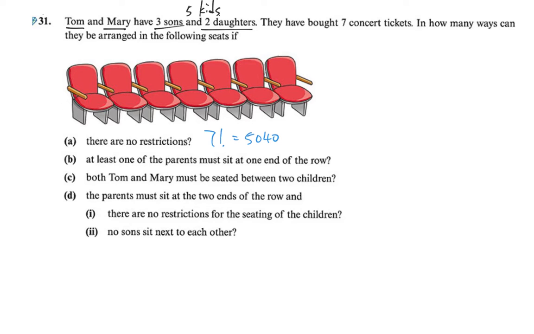At least one. This is the key word. At least one. Whenever we see the words at least one, we usually transform the question into all possible ways minus something. All possible ways.